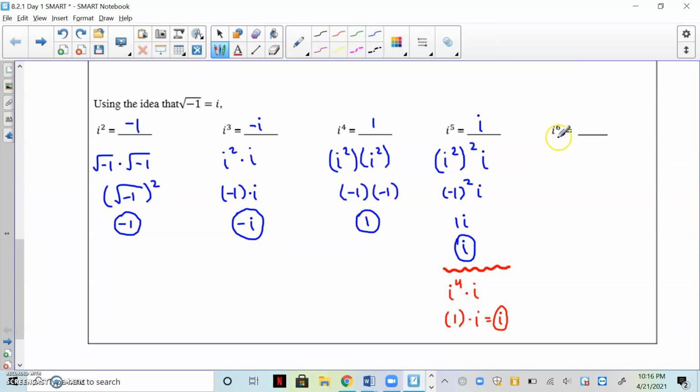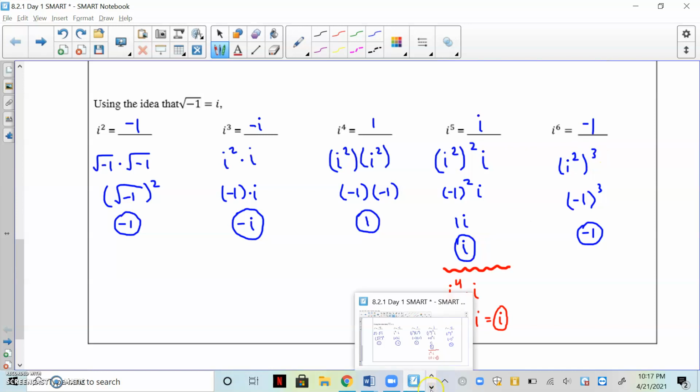Okay, let's try one more. i to the sixth. So again, if I wanted to rewrite that in terms of i squared, I would say, okay, well, i squared to the third power, 3 times 2 equals 6. I've accounted for all of them. So that's the same thing as -1 to the third power. -1 to the third power is -1. And so that's my answer.